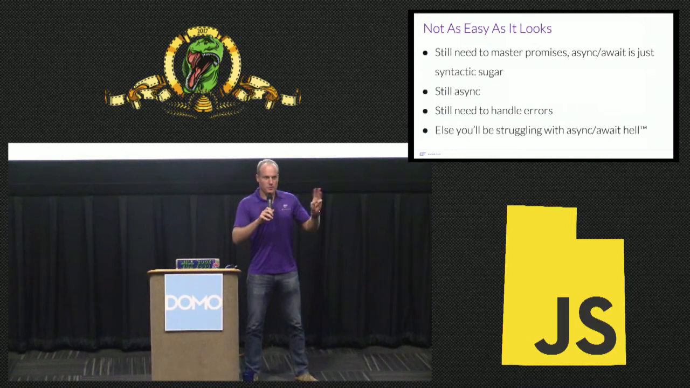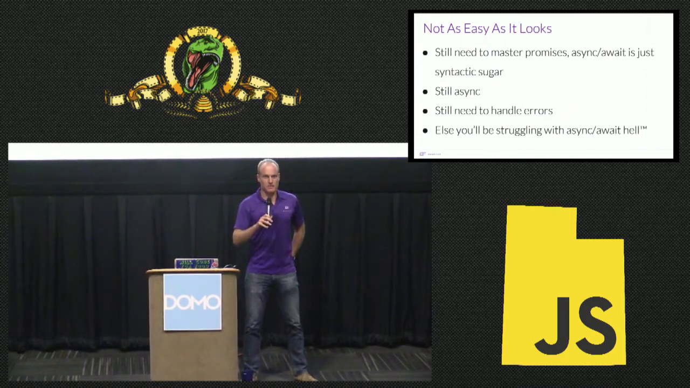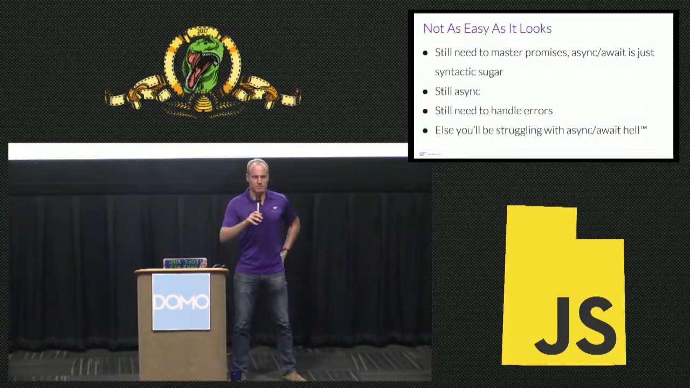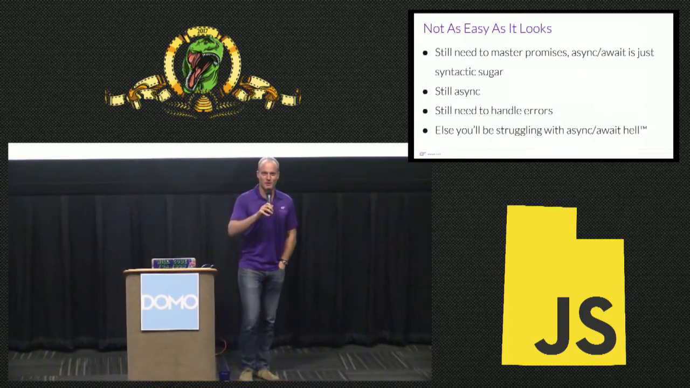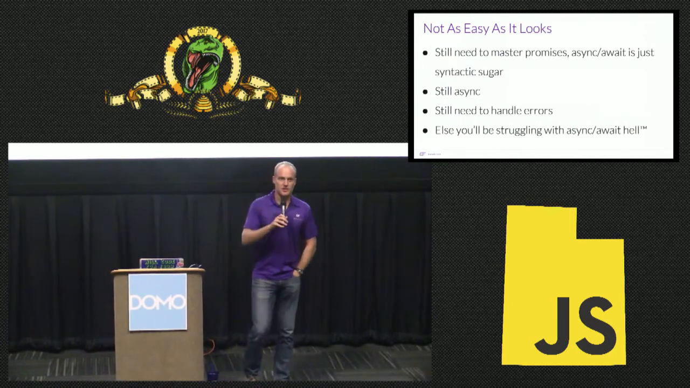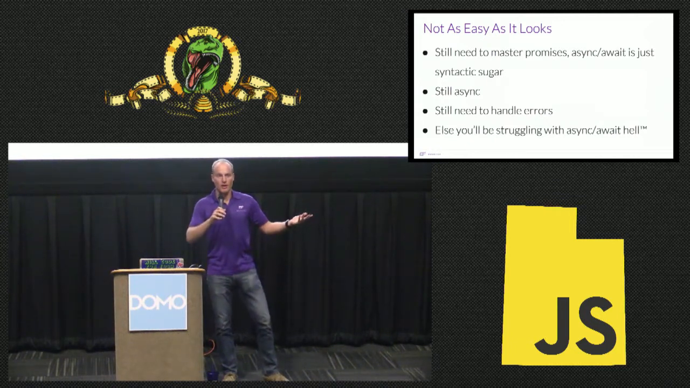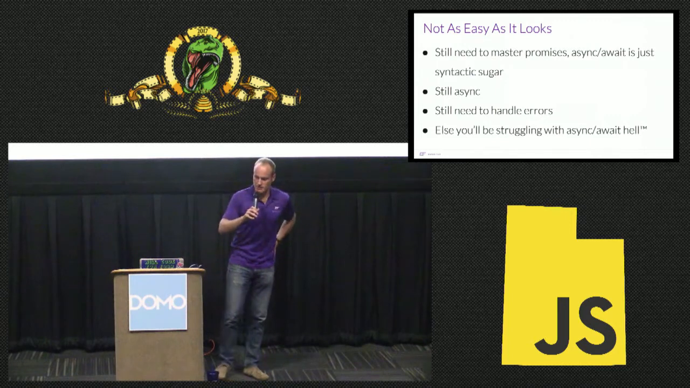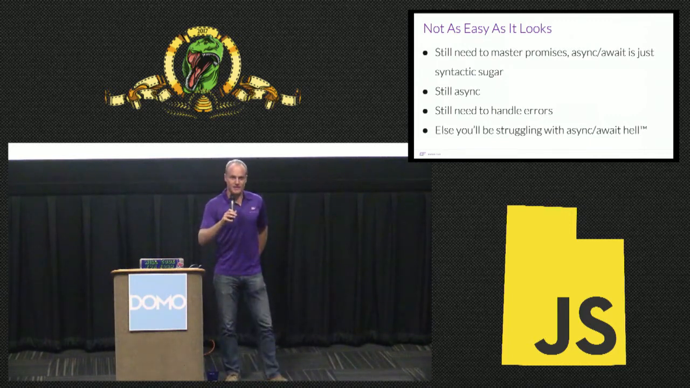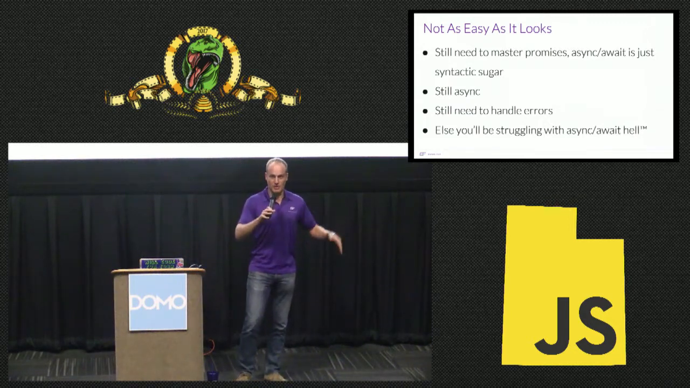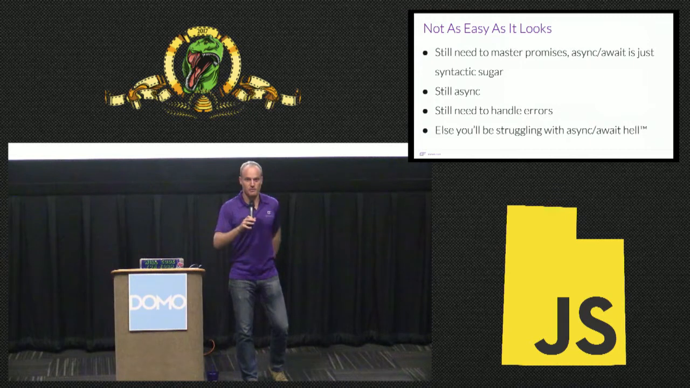There are three things that you still need to remember when dealing with async await. First, you need to master promises, because async await, like Tyler so eloquently put it, is all just syntactic sugar on top of promises. I like to think of async functions as a way of composing promises in very sophisticated ways. And under the hood, it's all still asynchronous, so you still need to be aware of the event loop, especially if you're writing code that might have multiple async functions running in parallel.